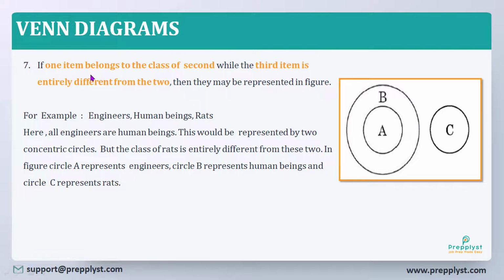Now let's look at this. If one item belongs to the class of the second and the third item is entirely different from the other two. So if you have human beings and engineers, so definitely all engineers are human beings. That is why this circle A, which represents engineers, lies within the bigger circle B, which represents human beings. But rats have got nothing common with human beings. That's why it is completely independent of the other two circles, as you can see here.